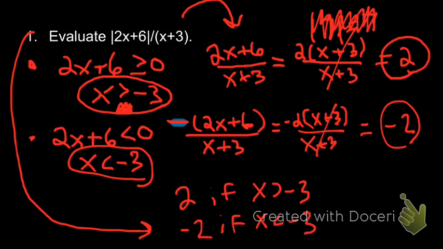Alright? So I encourage you to maybe pause that part and watch it again, or maybe watch the next two examples. So let's do another two right here. Alright, evaluate the absolute value of 3x minus 1.